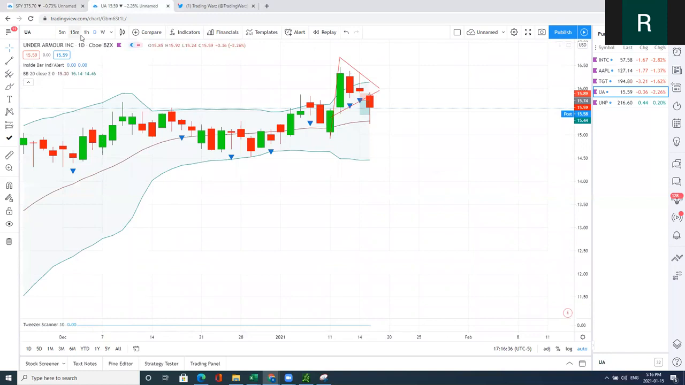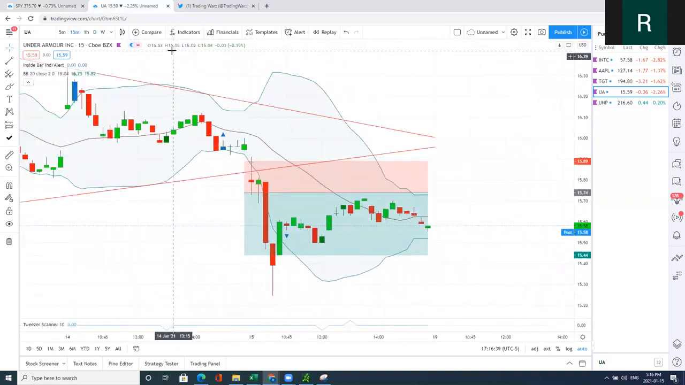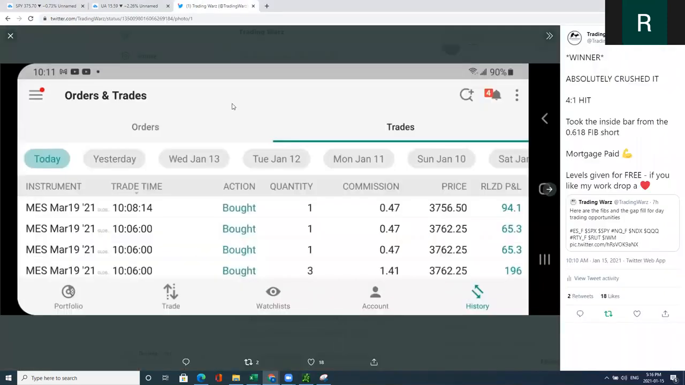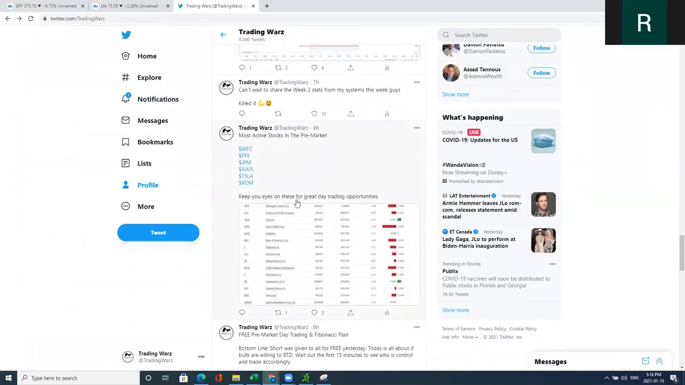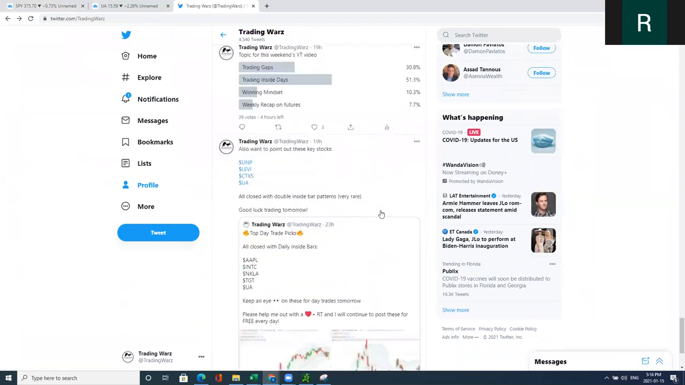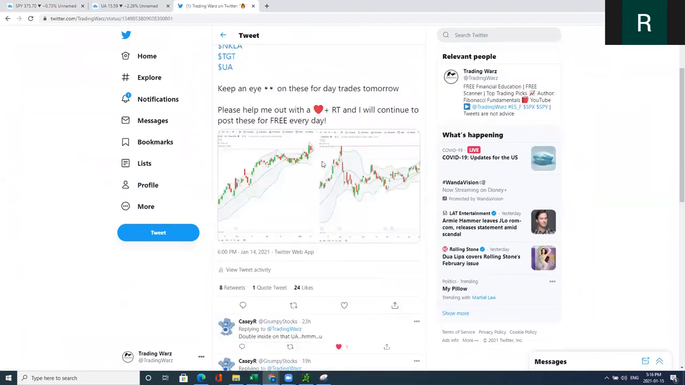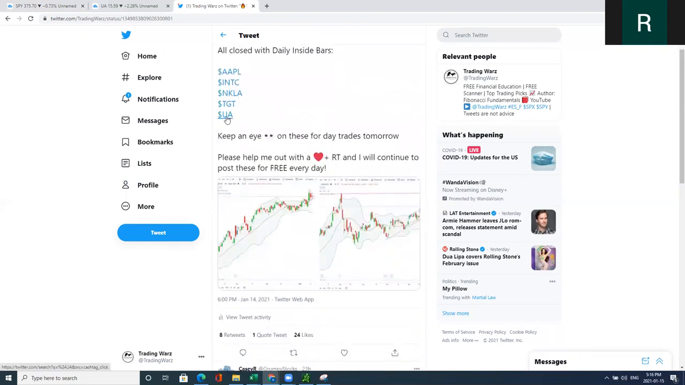Okay. And then the next thing I want to talk about was Under Armour. So Under Armour was a part of my hot stock picks. Every day I'm posting these hot stock picks where I'm using my scanner and then I'm going through the charts to find stocks that I think have good potential for day trading the next day. So Under Armour was on my list.